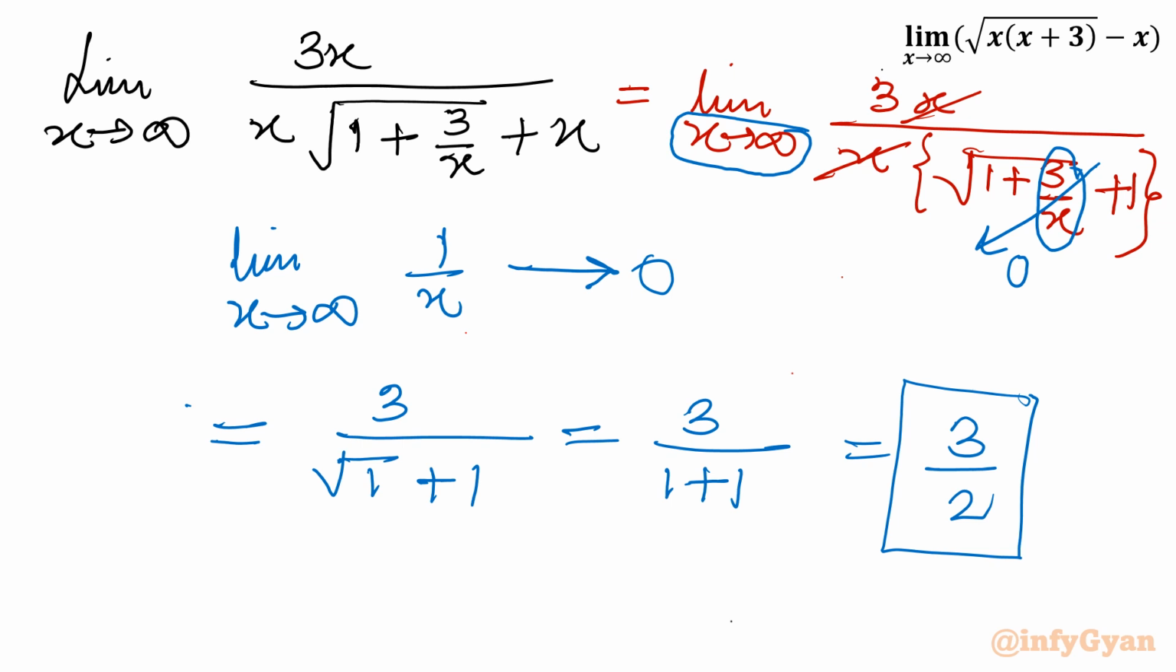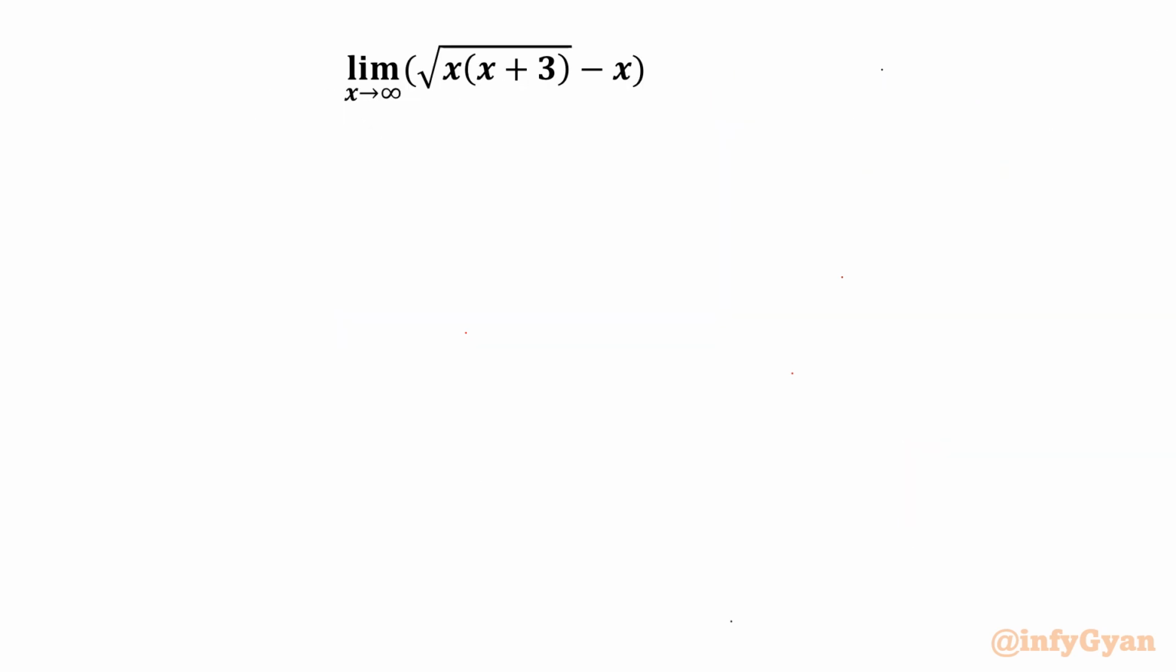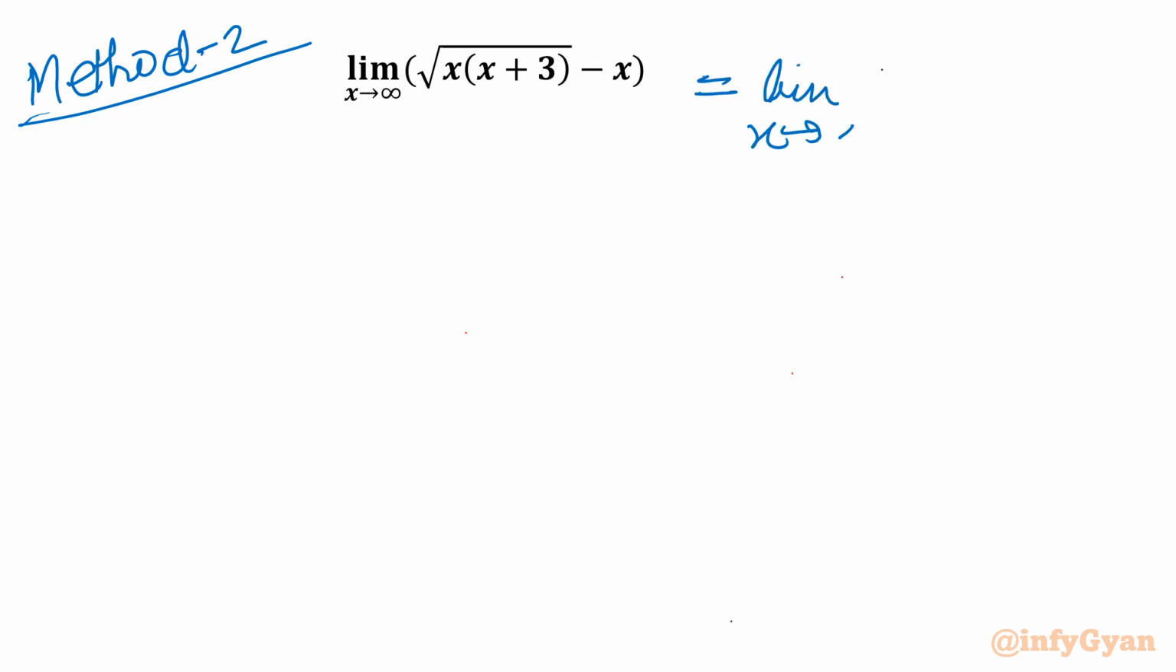Now method number 2 using binomial expansion. So let me write here method number 2, and here I will use binomial expansion. So let me write our limit first. Limit x tending to infinity. I will write it as x square plus 3x whole power half minus x.